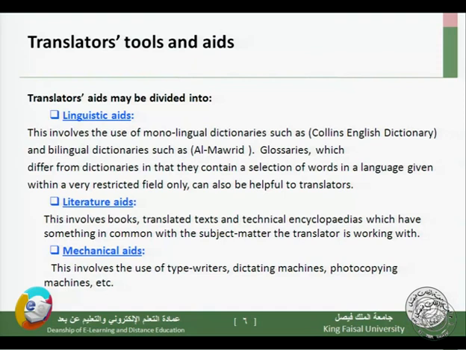Now, the third aid is mechanical aids. Well, now we have got the computer. We have word processor, photocopying machine, typewriters, laptops, computer. All these aids help you to perform your job as the translator very well. Okay, perfectly well.